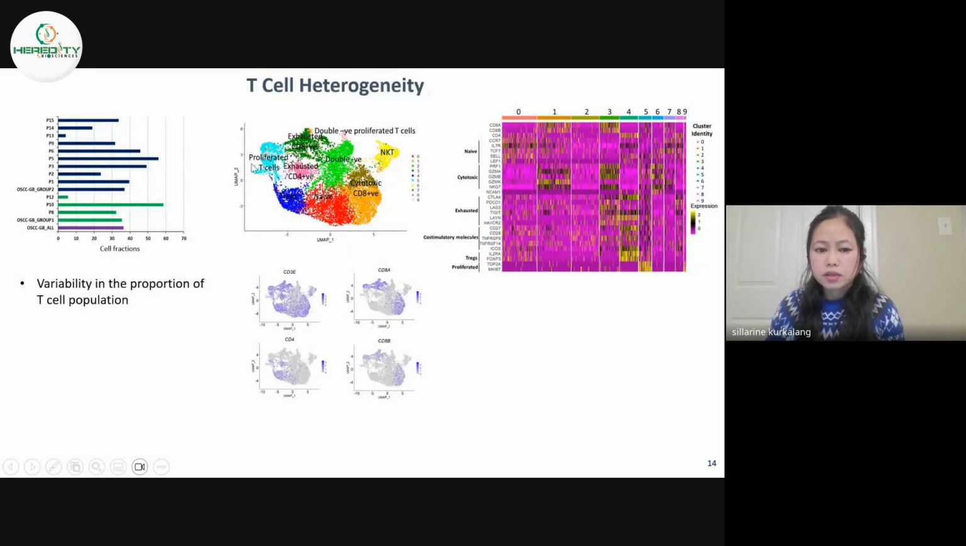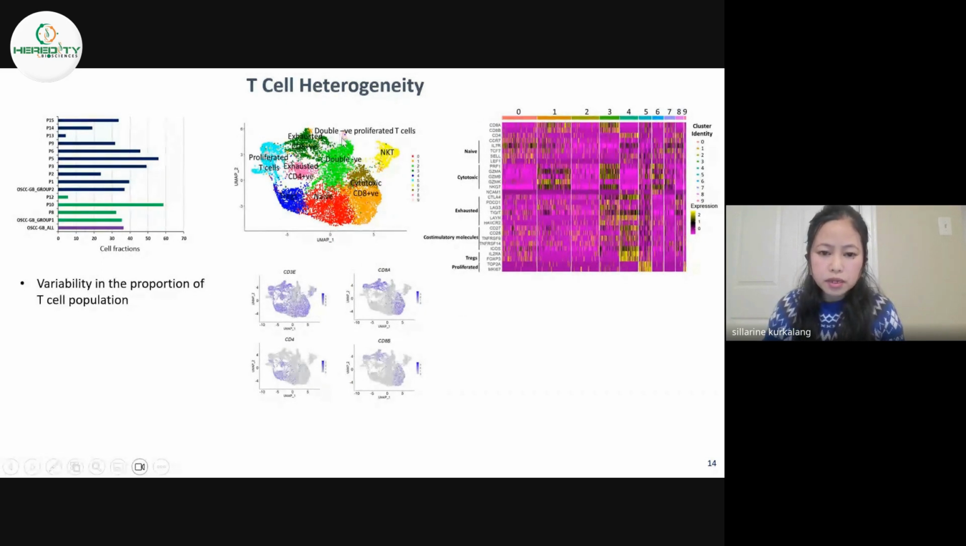This particular cluster, colored light blue, cluster 5, as you can see in the heat map, shows higher expression of the proliferation markers TOP2A and KI67, indicating that these clusters are the proliferative T cells. Similarly, cluster 8 and cluster 3, as you can see here, show higher expression of the exhaustion markers, thus indicating that these cells are the exhausted T cells.